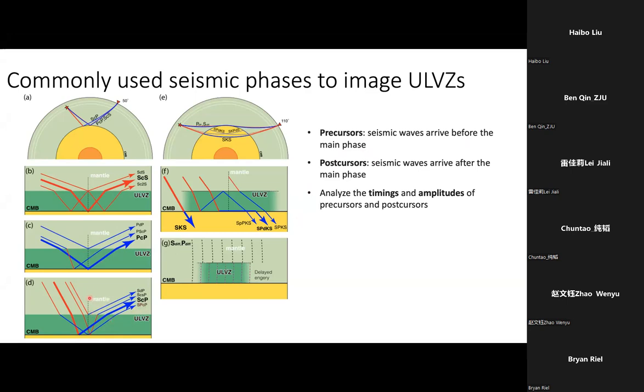And similarly, some of the postcursors, for example the ScSP, which is kind of complex. Because its ray path is longer, or because the shear velocity is slower than the P-wave velocity, it takes more time for the postcursor to travel from the source to the receiver, and it arrives after the main phase ScP. So essentially, we can use the precursors and postcursors to infer the presence of complex velocity structure, in this case the presence of ULVZ. We can analyze the timings and amplitudes of precursors and postcursors to study the structure of the ULVZ.